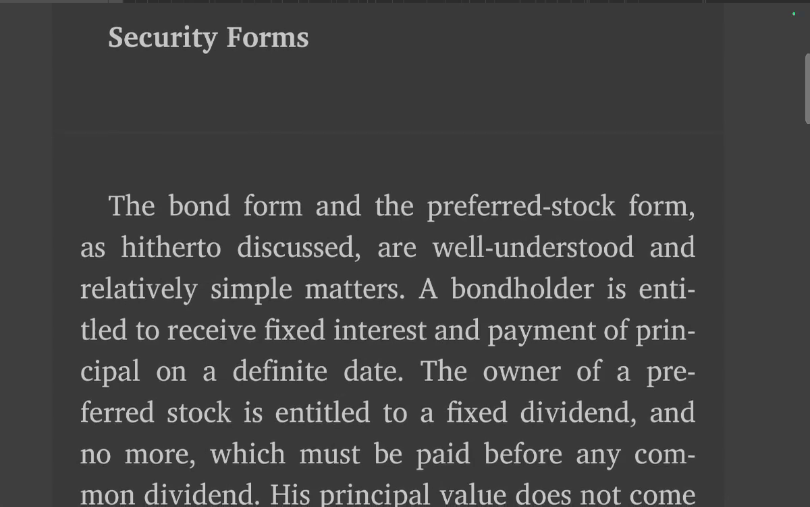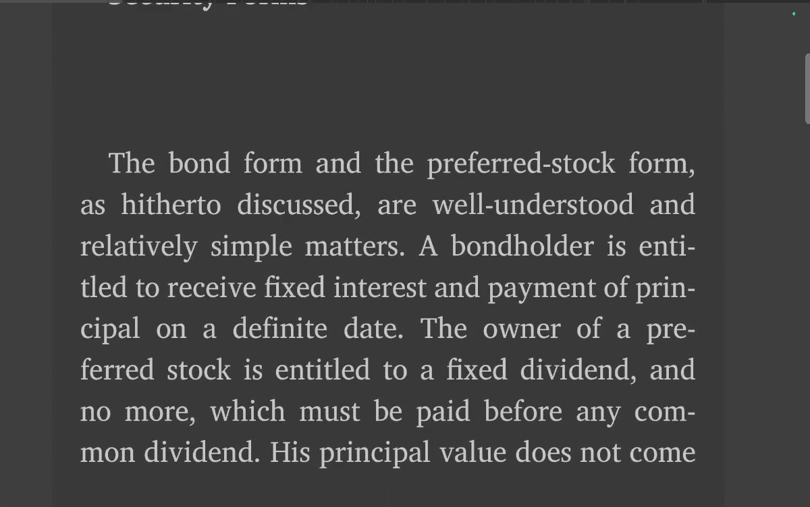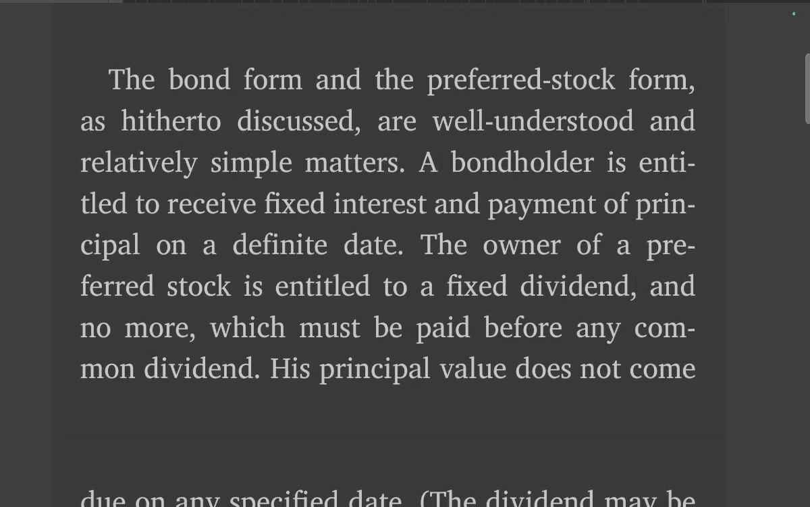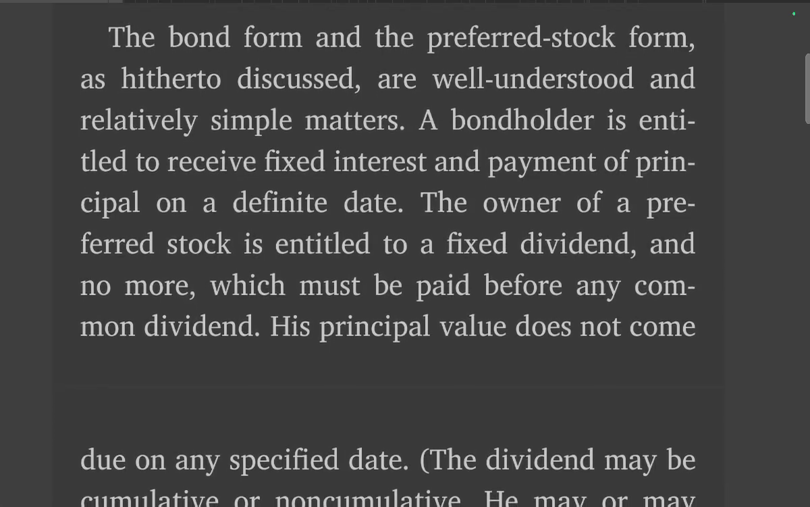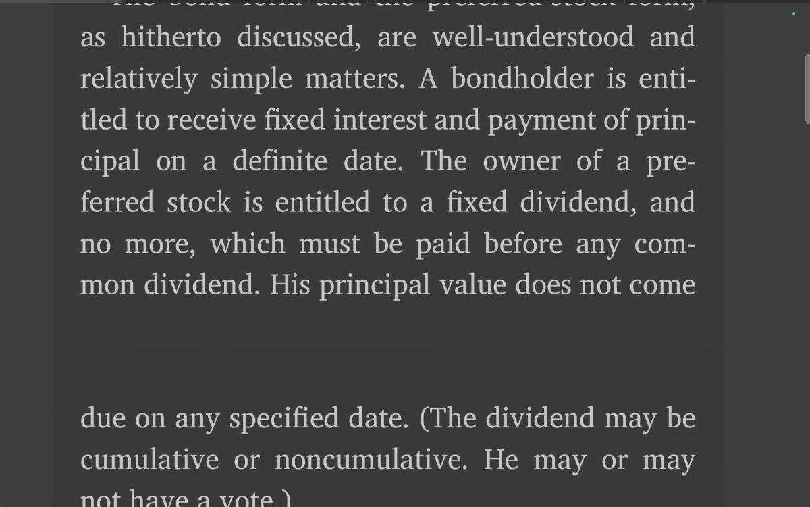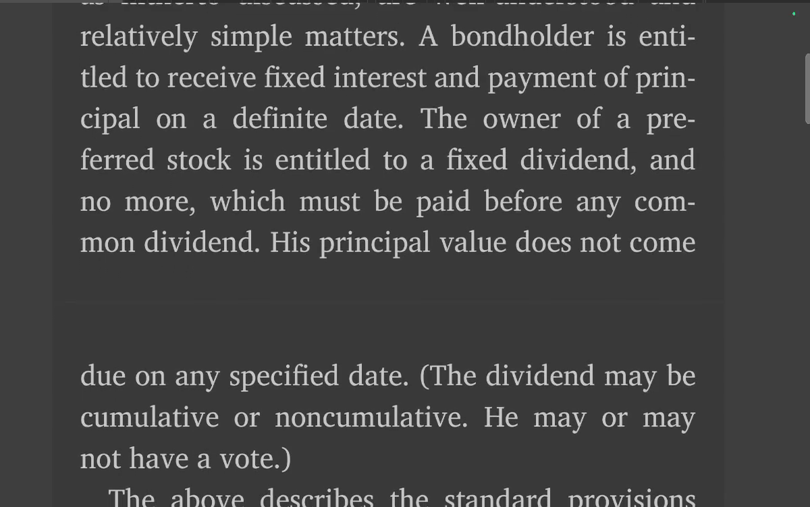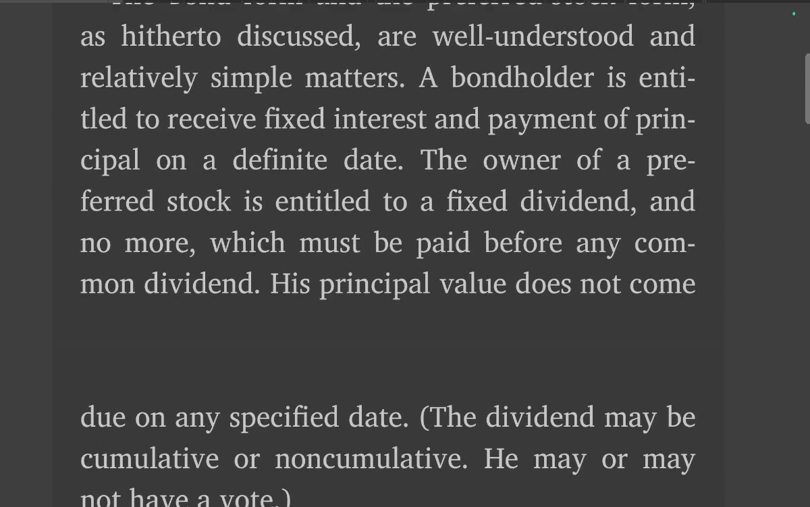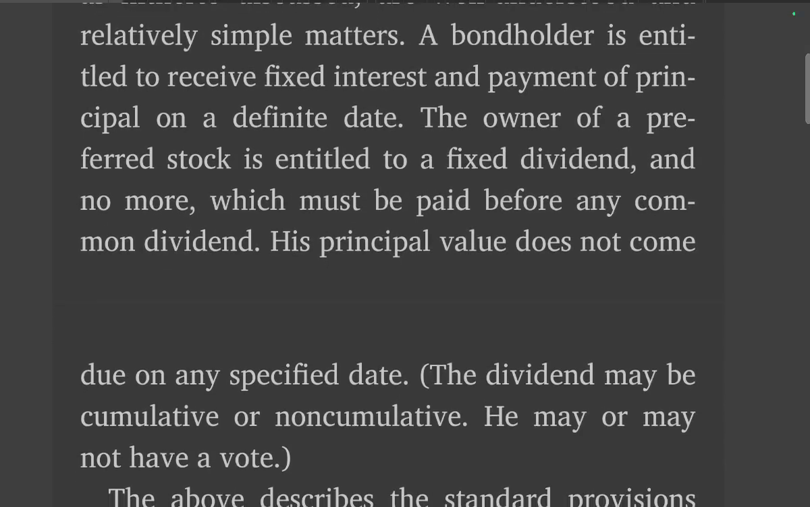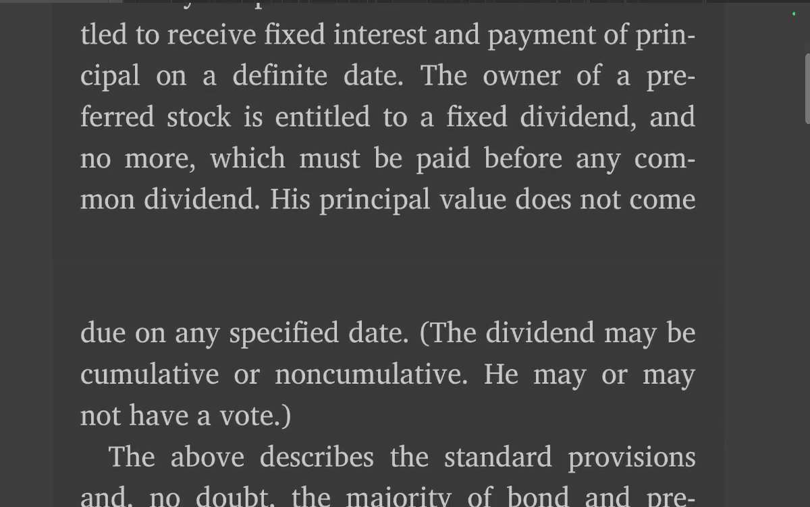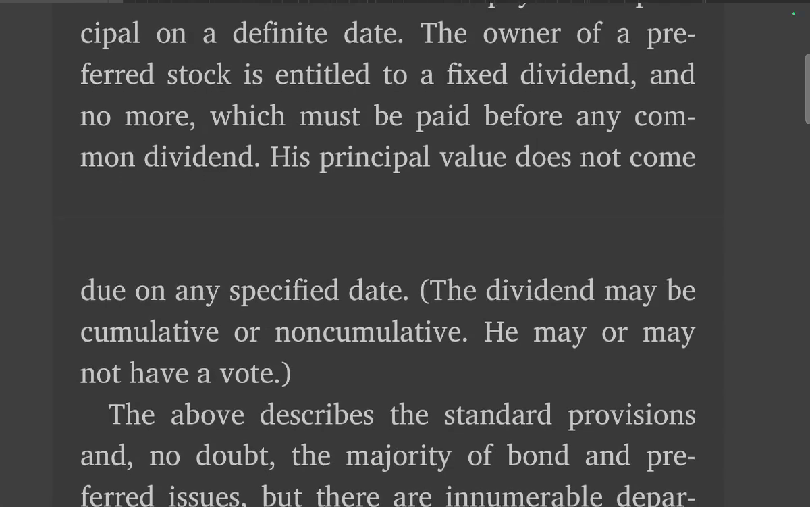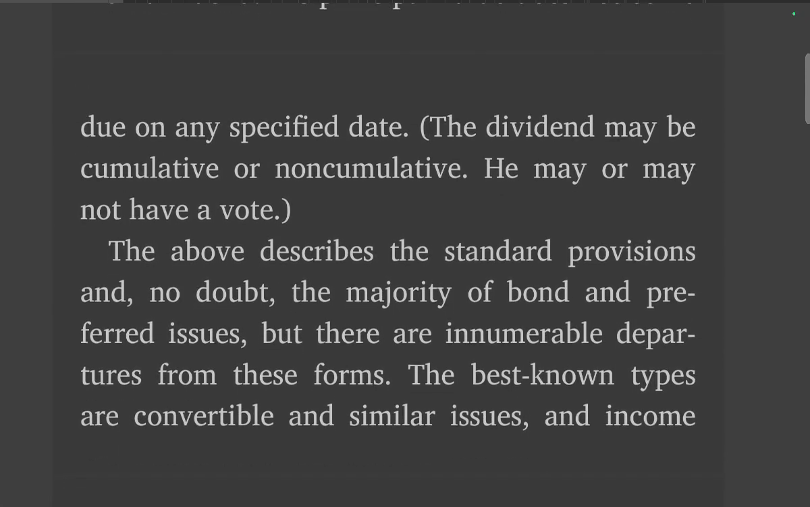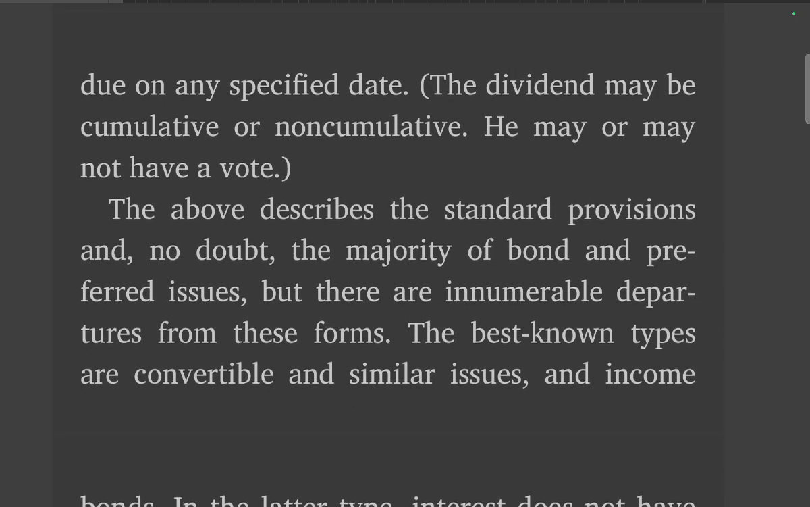The bond form and the preferred stock form are hitherto discussed as well understood and relatively simple. A bondholder is entitled to receive fixed interest payments and principal on a defined date. The owner of preferred stock is entitled to a fixed dividend and no more, which must be paid before common dividends. The principal value doesn't come due on a specified date. Dividends may be cumulative or non-cumulative. The holder may or may not have a vote.